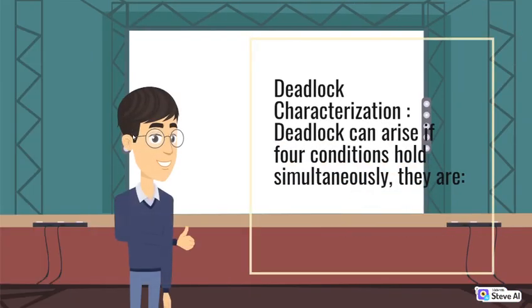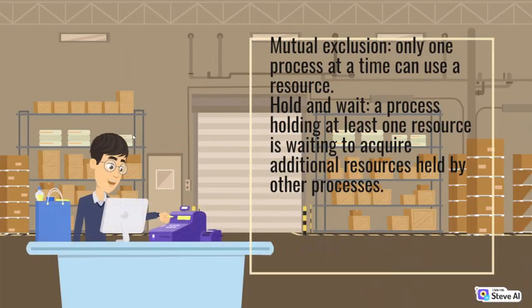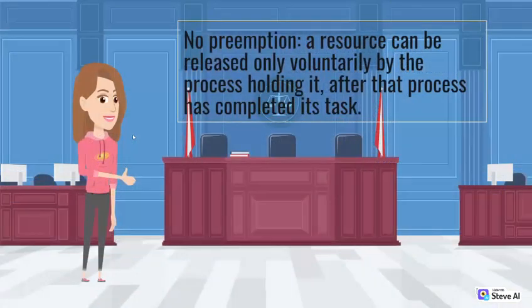Deadlock characterization. Deadlock can arise if four conditions hold simultaneously. They are: mutual exclusion. Only one process at a time can use a resource. Hold and wait. A process holding at least one resource is waiting to acquire additional resources held by other processes. No preemption. A resource can be released only voluntarily by the process holding it, after that process has completed its task.